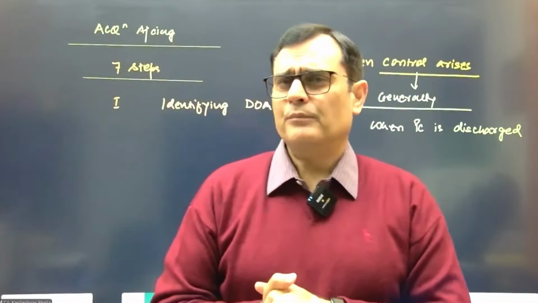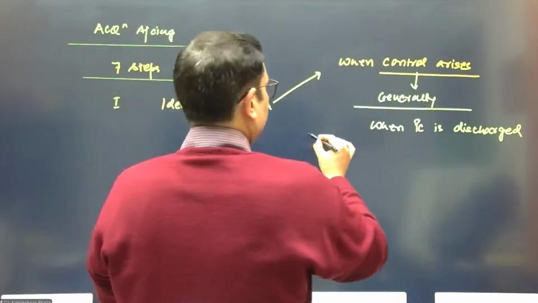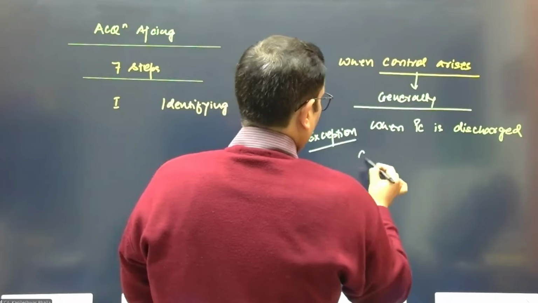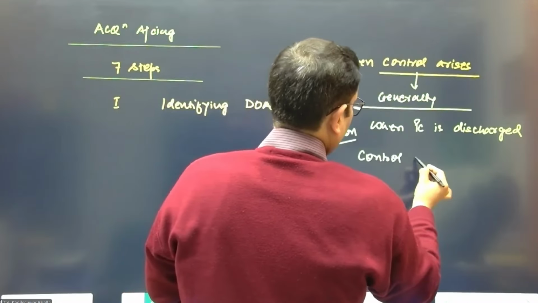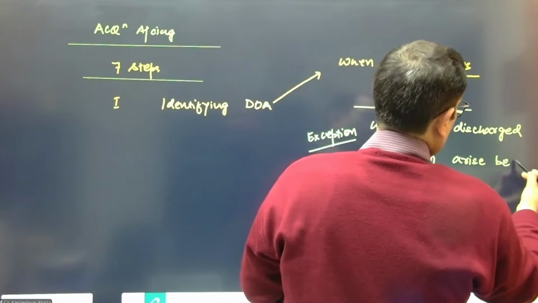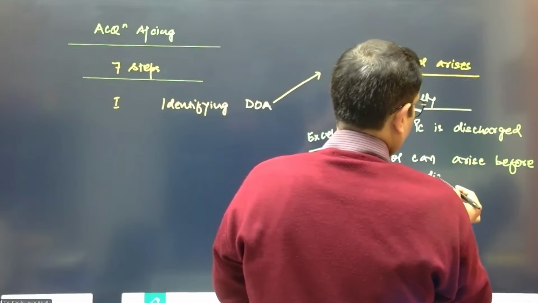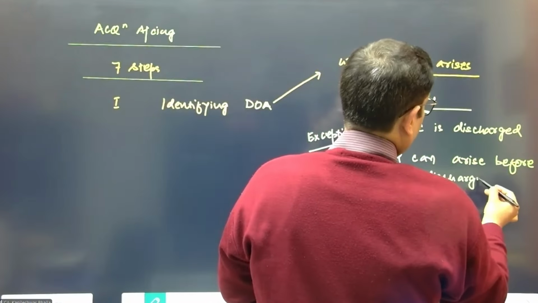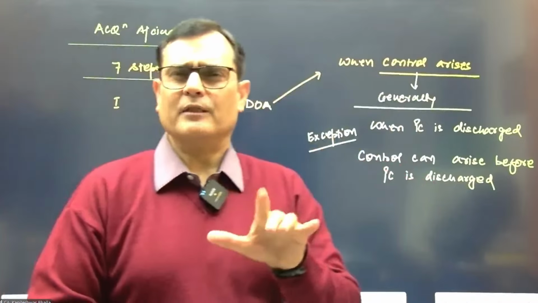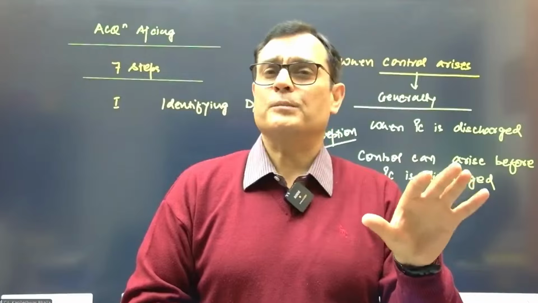But can the control come earlier before the PC is discharged? Yes. So there can be an exception as well. Control can arise before purchase consideration is discharged. And that would be a case when there is a mutual agreement between the two parties. But I'm not getting into those nitty-gritties. Basically, the date of acquisition in a larger question will always be given in the question.